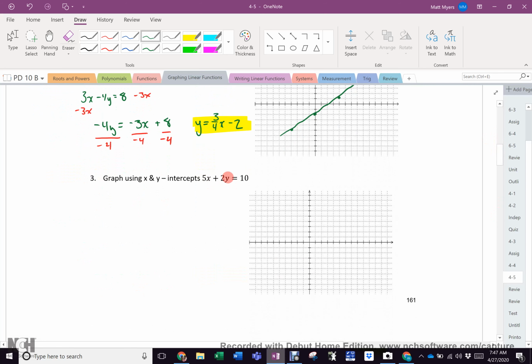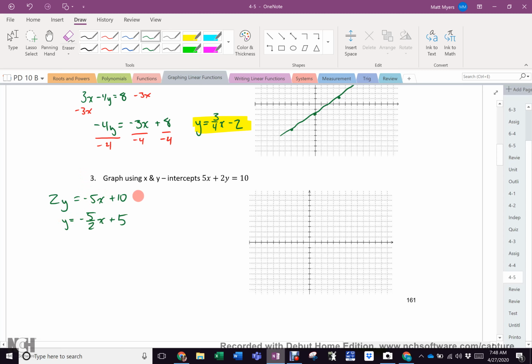Now here, I want the x and y intercepts. Lots of ways I could do it. I could take this and put it into slope-intercept form, which is pretty easy to do. 2y equals negative 5x plus 10. y equals negative 5 over 2 x plus 5, because I divide everything by 2. Then I could graph it.